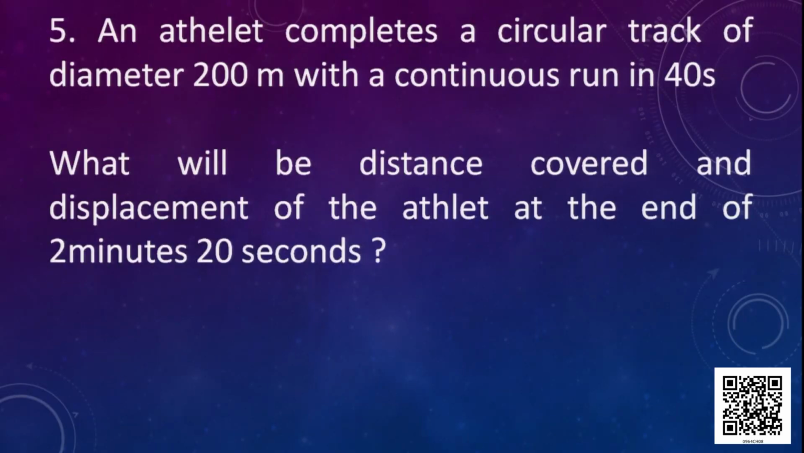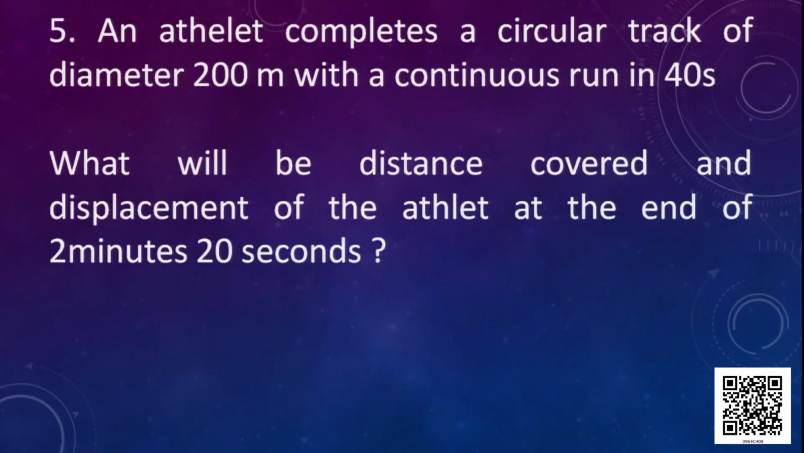So this is the displacement of the athlete. Now you see the fifth question. An athlete completes a circular track of diameter 200 meter with a continuous run in 40 seconds. That means she completes one round of the 200 meter diameter circular track in 40 seconds. So what will be the distance covered and displacement of the athlete at the end of 2 minutes 20 seconds? Now time is given. You need to find the distance and displacement in this situation.